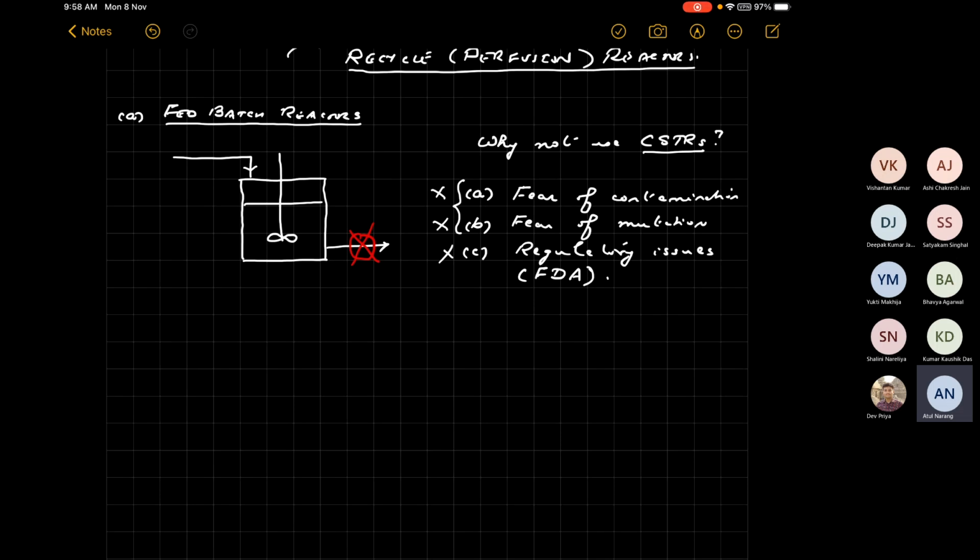Sir, can't the proteins be stored at low temperatures with protease inhibitors and all that? Yes, they can be stored. Why is that important? I'm trying to understand where that question is coming from. Like we can use CSTRs and then store the protein so that it can be purified in a batch manner. So that's being done. I mean, some people are doing that, but that's not a real continuous process, right?